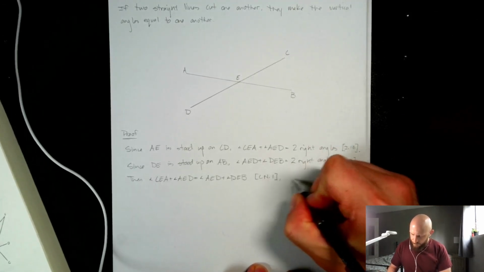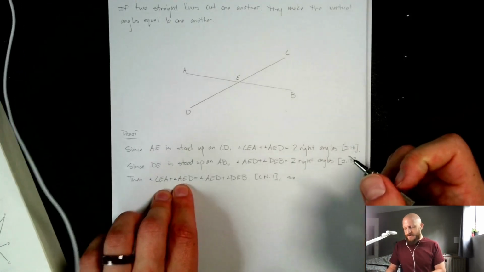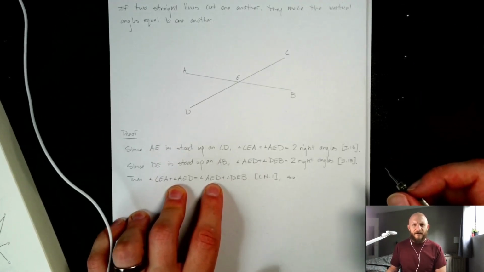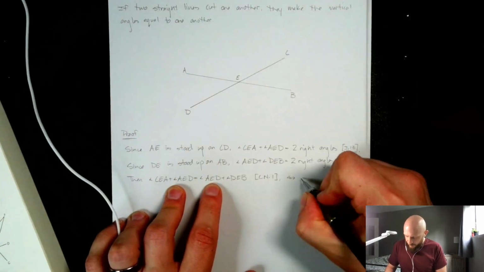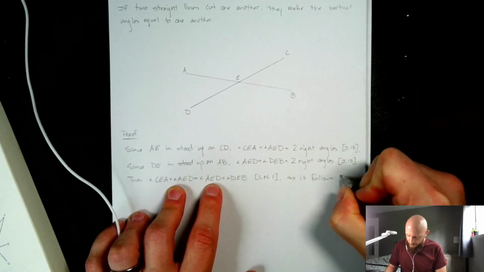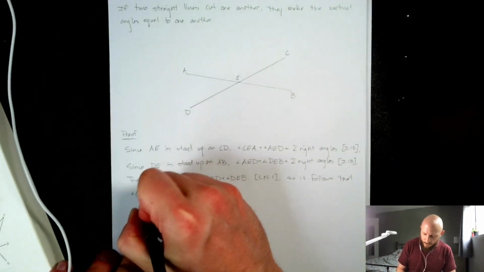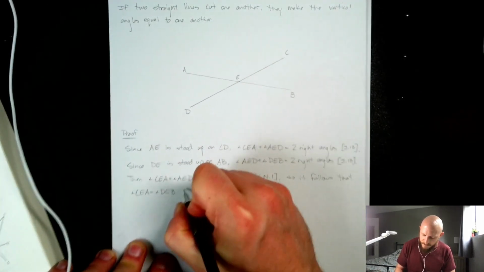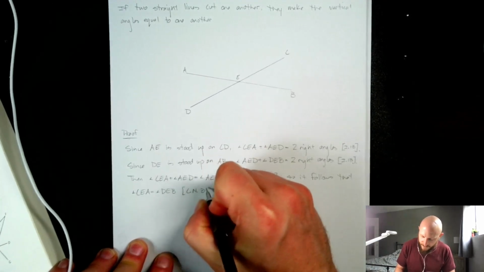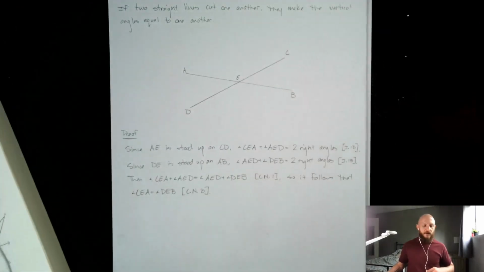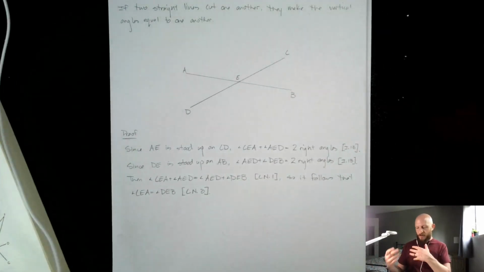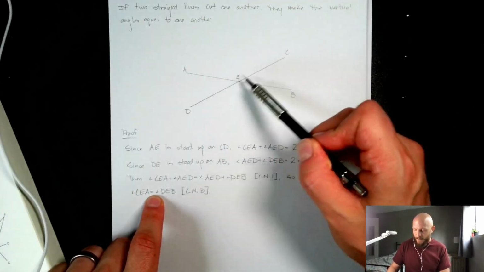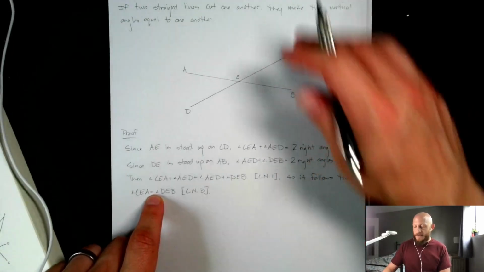Well, if angle CEA plus AED equals AED plus DEB, then both the left-hand side and the right-hand side have angle AED in common. So it follows that angle CEA equals angle DEB, and that follows from common notion 3. We can subtract off the equal angle on either side, and the remainders are equal to each other. This is what we were setting out to prove: CEA equals angle DEB. So we proved that bit.